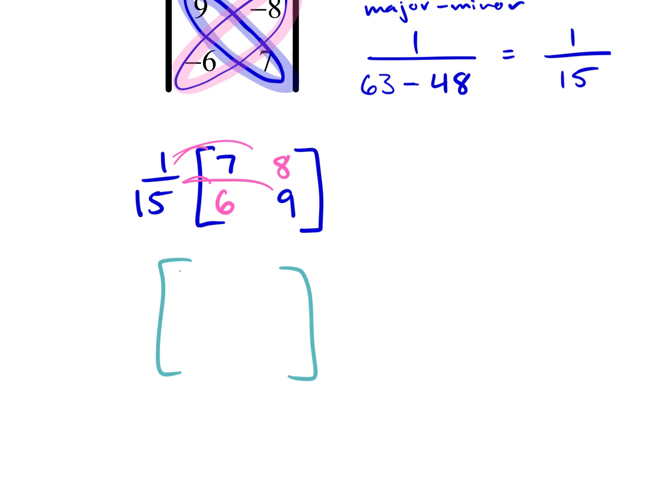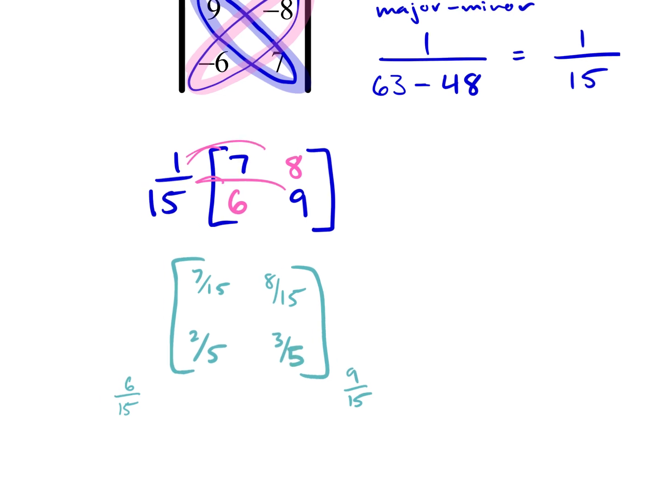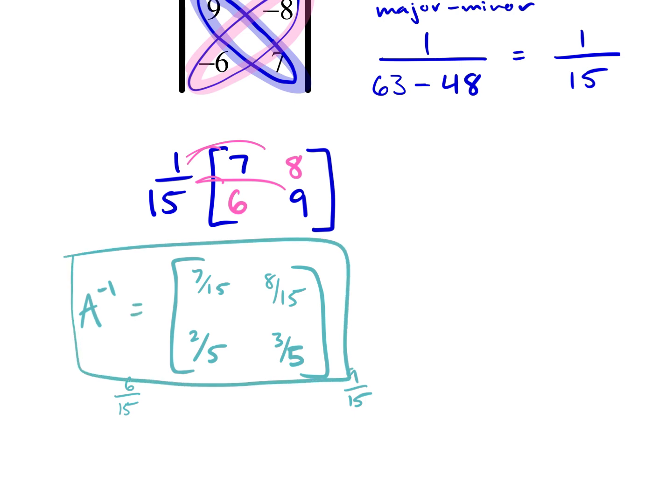So we get 7 over 15. We can't simplify that. 8 over 15? Can't simplify that one. What about 6 over 15? Can I simplify 6 over 15? Perfect. We can divide them both by 3, so this gives us 2 over 5. Awesome. And what about 9 over 15? Can we simplify that? 3 over 5. So this would be our inverse. Last step, we just need to name it as the inverse. So make sure you put the little inverse symbol.